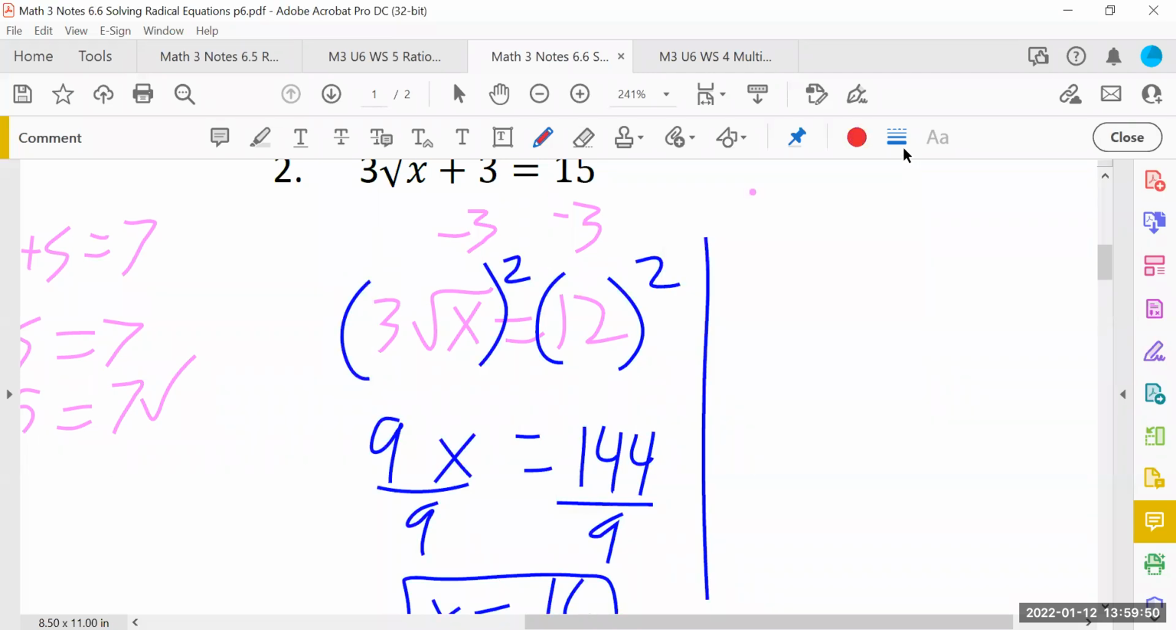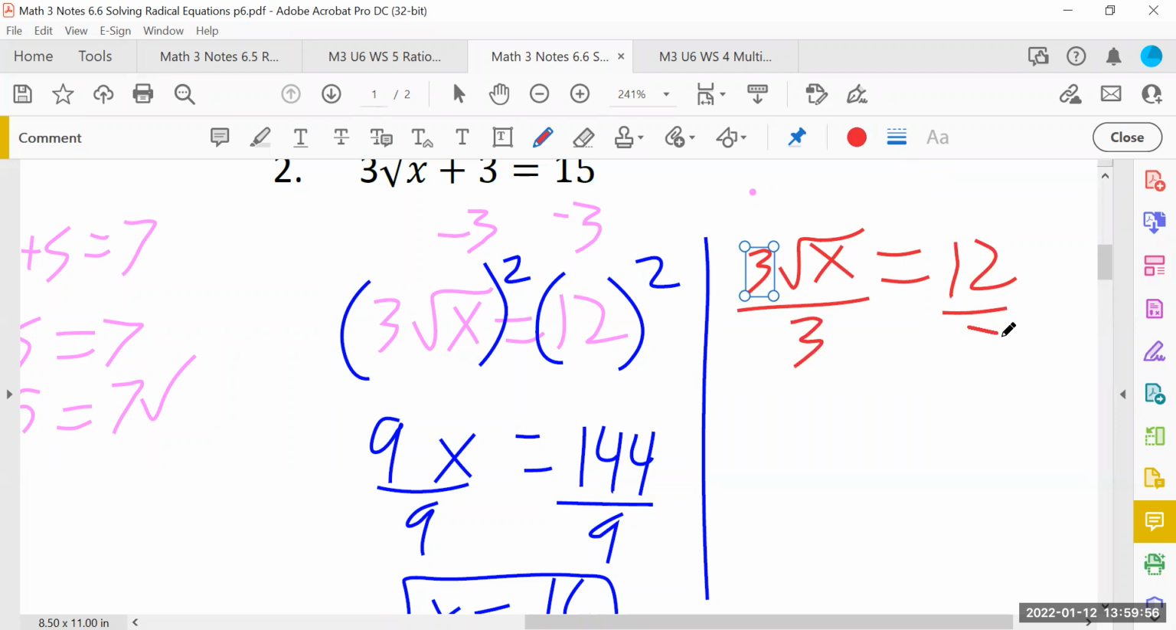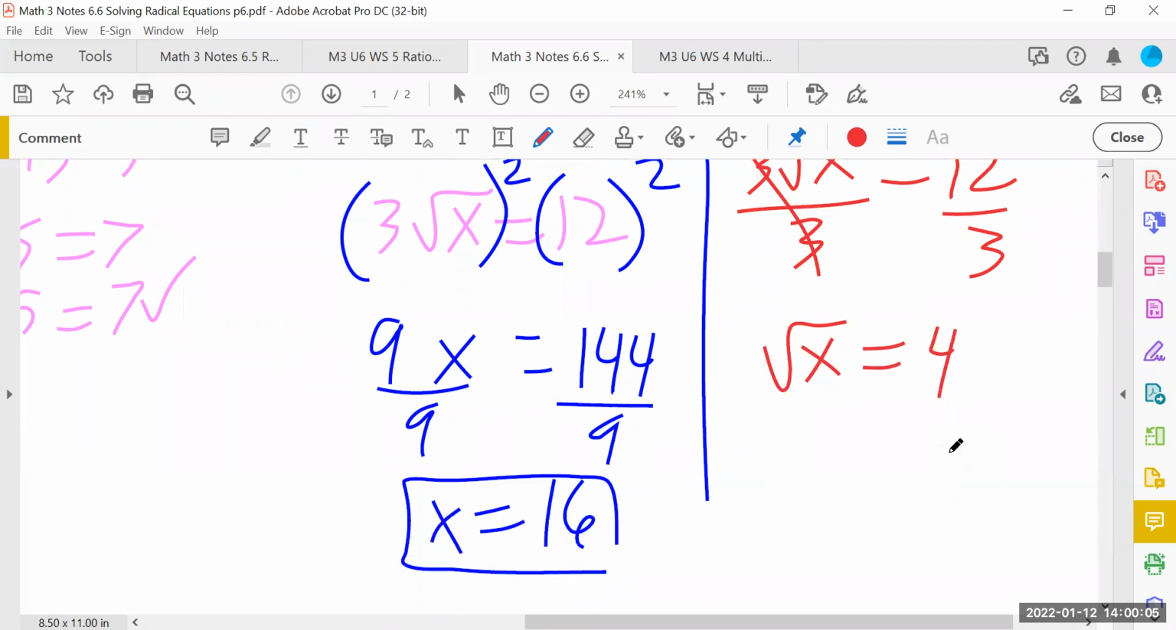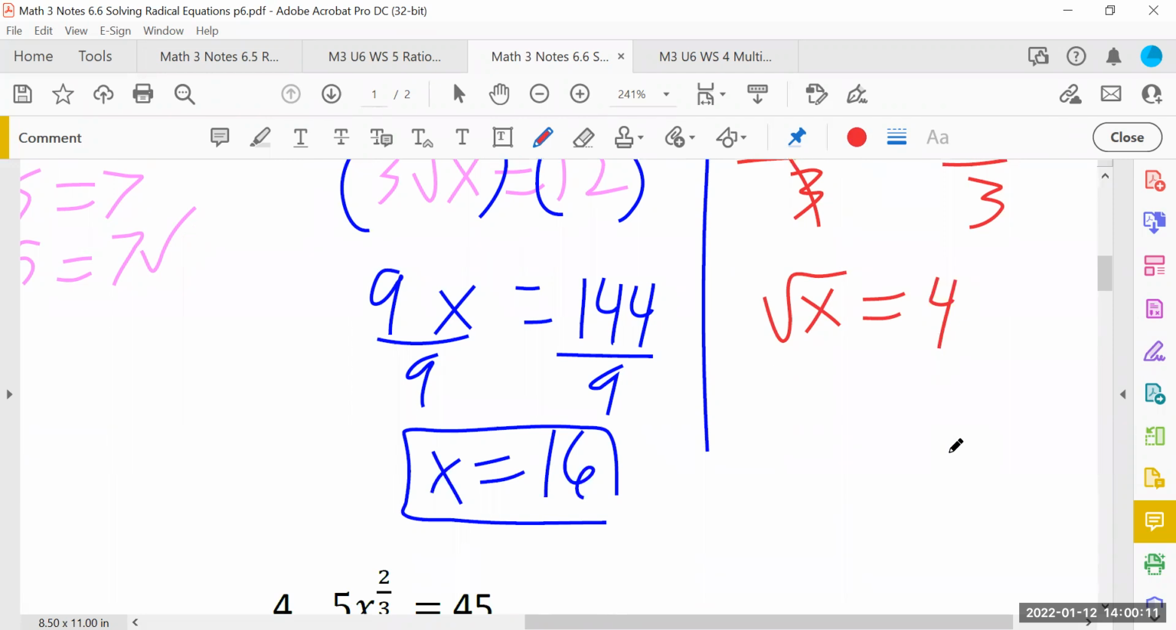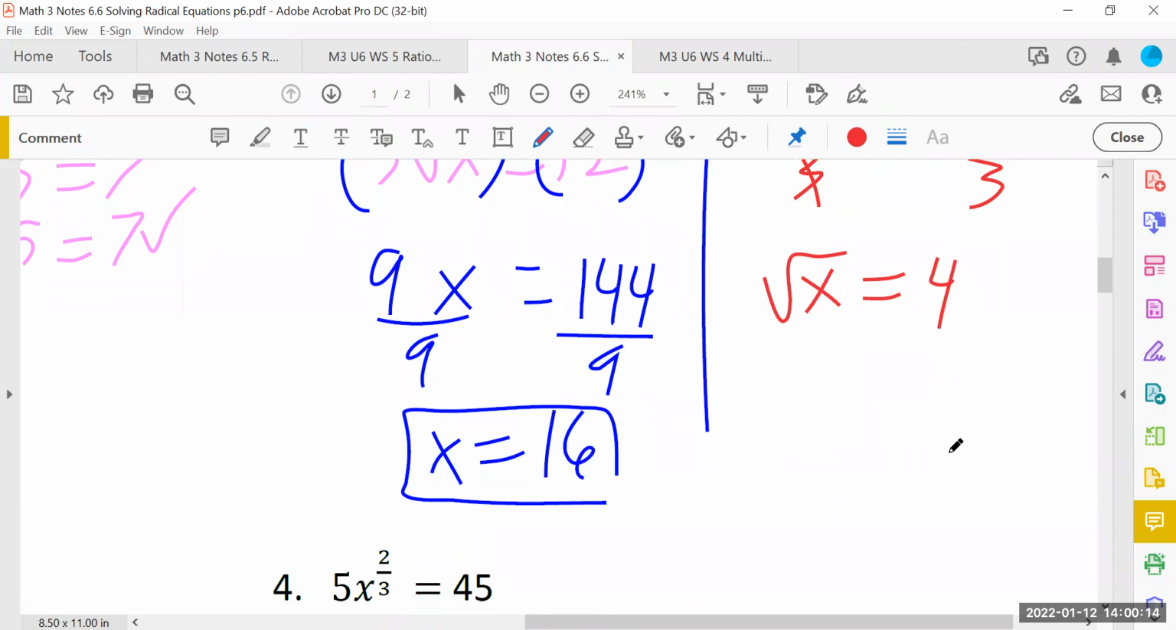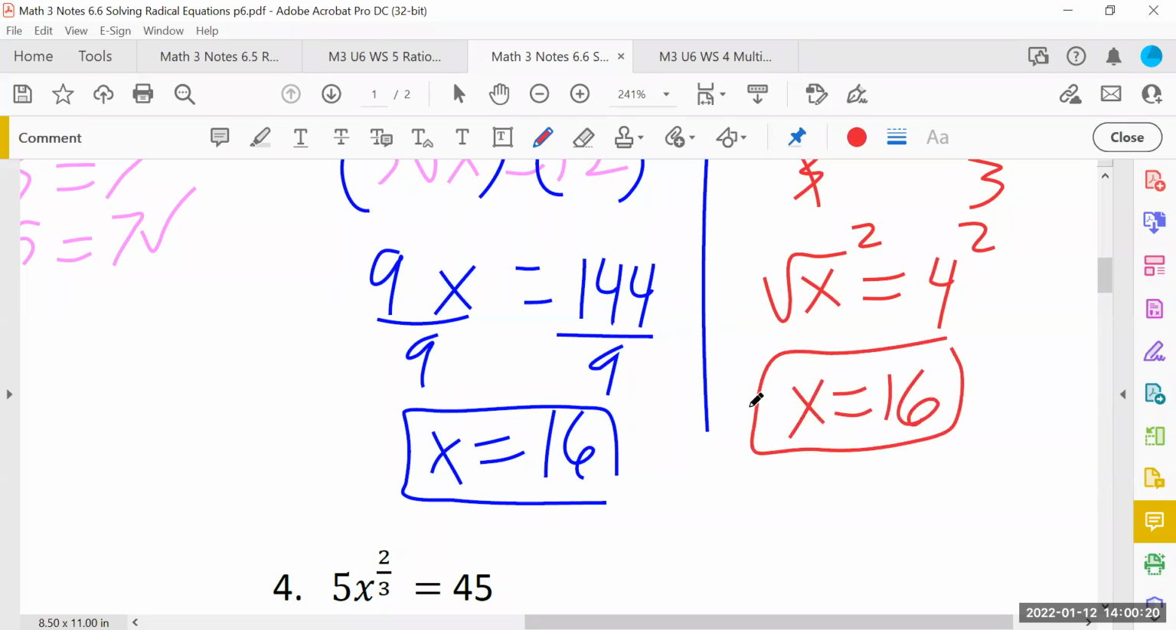is take the 3 root x equals 12 and divide by 3 on both sides. So that cancels out, we get the square root of x equals 4. Now this one has its own really common mistake. Please don't tell me the answer is 2. I have to square both sides, not square root both sides. Squared, squared, x is 16. Same thing I got the other way.